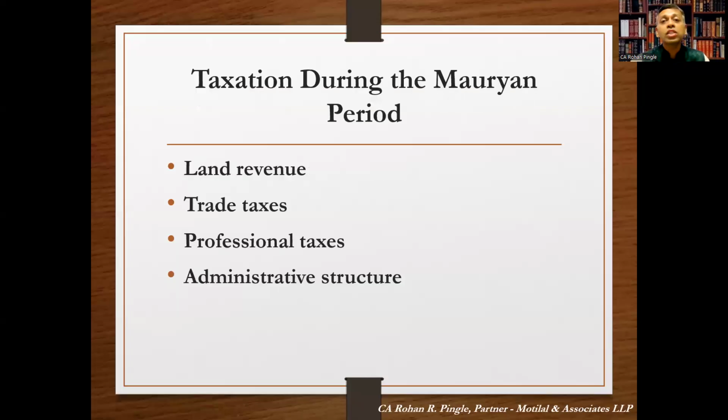Moving further, taxation during the Mauryan period. The Mauryan Empire developed a sophisticated revenue system. Major sources included agriculture taxes, customs duties, trade levies, and mining revenue. Tax administration was organized through designated officers. Many modern tax administration concepts can be traced to these early systems.